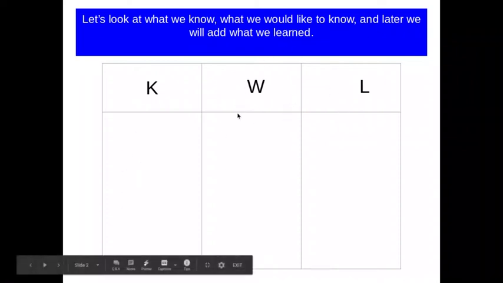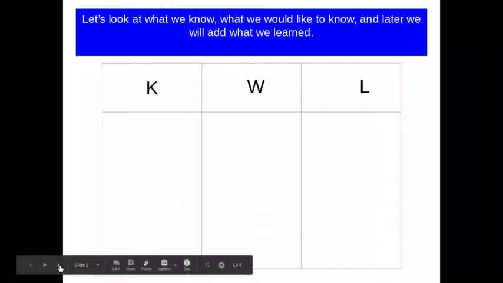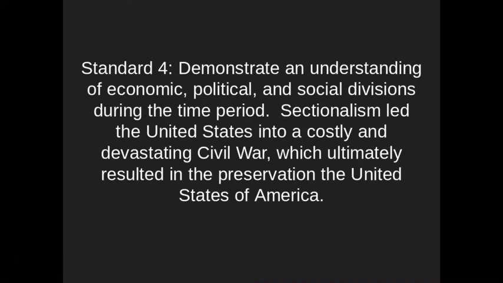And then for the W, you're going to make a list of things that you would like to know about the Civil War. And at the end of the unit, we're going to fill in the L. So you're not doing anything here yet. You're going to fill in the K and the W on your slides, and then you're going to go through and read all of the slides.